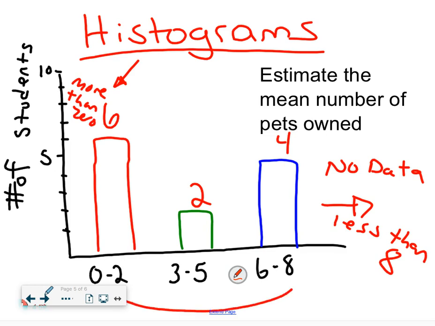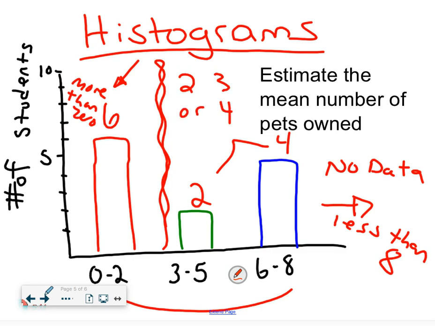So what I'm going to do is think about it. There are 6 pieces of data over here, but there are 6 right here. So it's probably going to fall somewhere right in here, maybe 2, 3, or 4. That would make sense for that information.